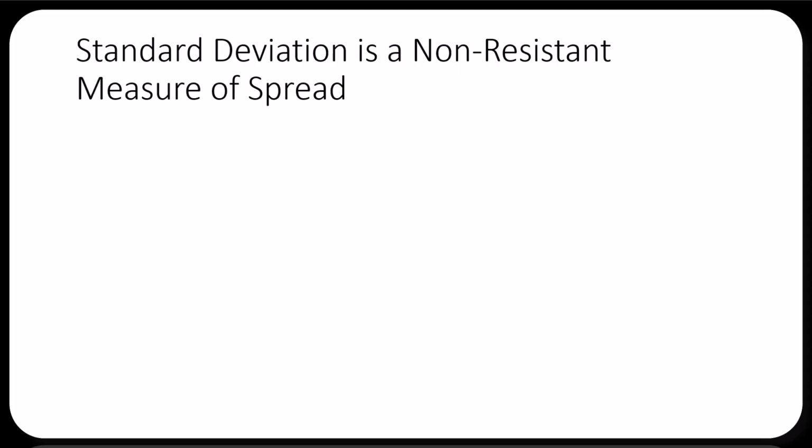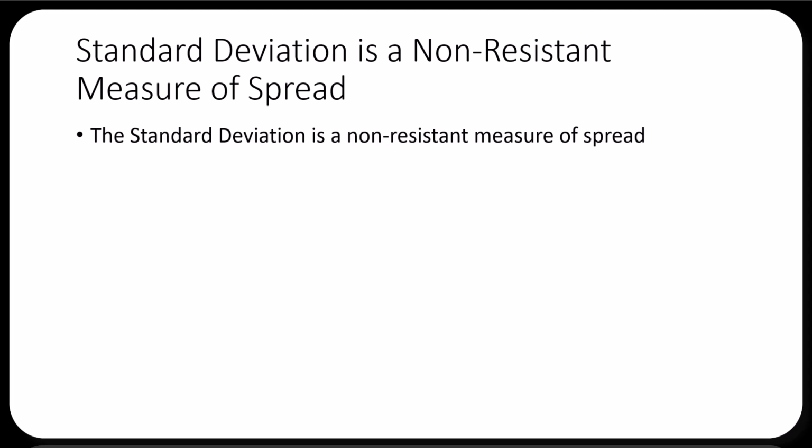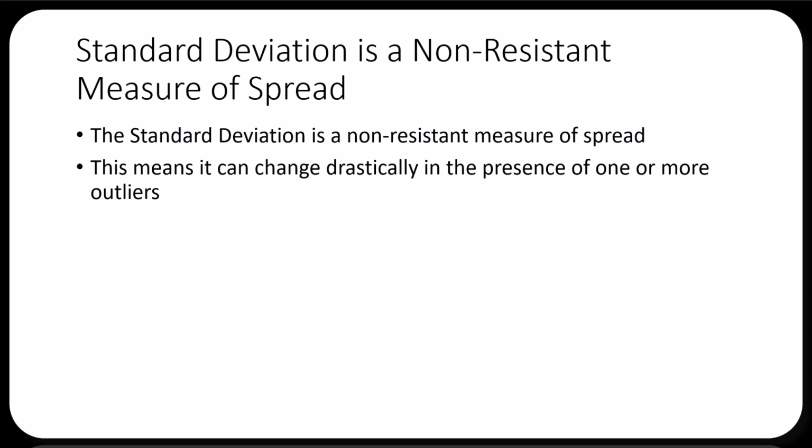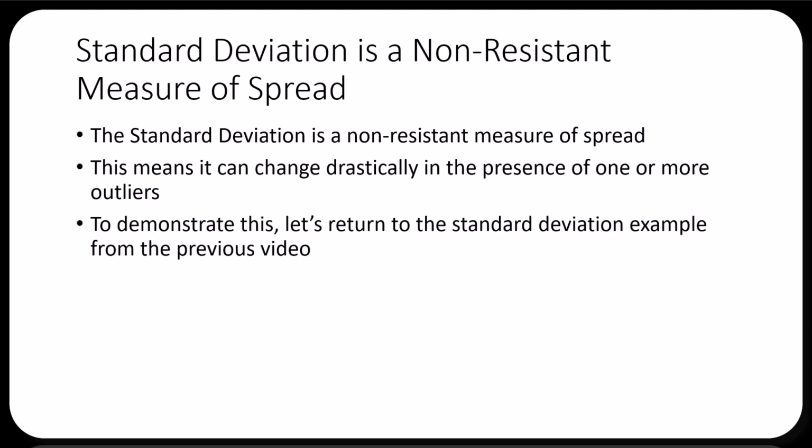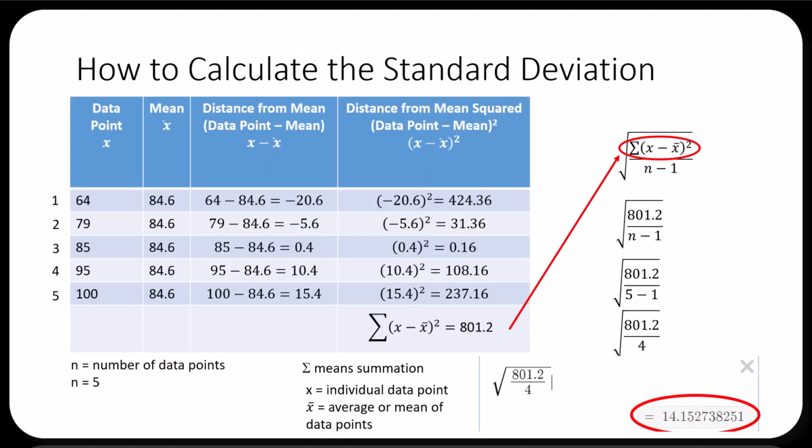Standard deviation is a non-resistant measure of spread. This means it can change drastically in the presence of one or more outliers. To demonstrate this, let's return to the standard deviation example from the previous video.